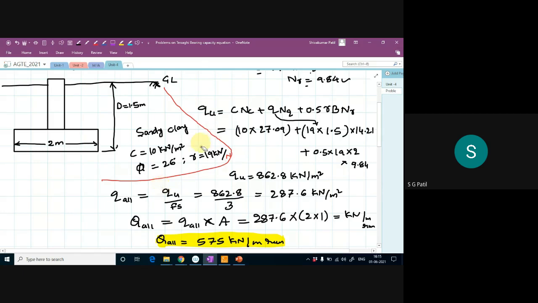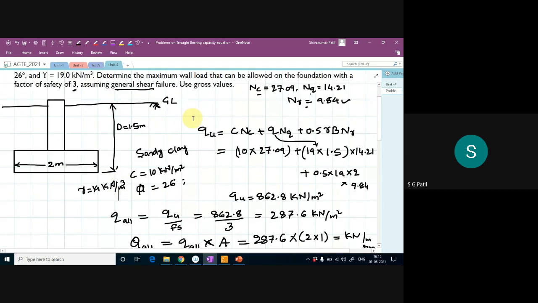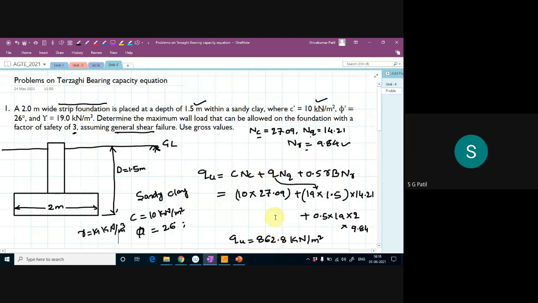Let me write here. How much gamma did they give? Gamma is equal to 19 kilonewton per meter cube. Any doubt here? It's a simple substitution, nothing much, not a big deal.